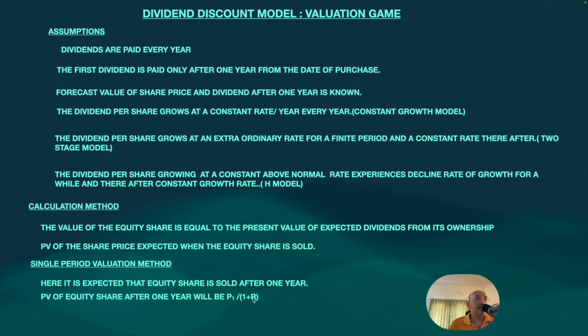So if P1 is divided by 1 plus R, you are going to get the present value of the equity share, where P1 is the value of the share 1 year hence and R is the rate of return or rate of interest.